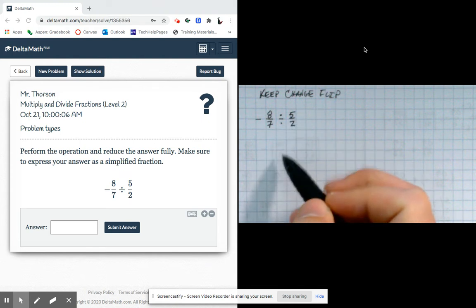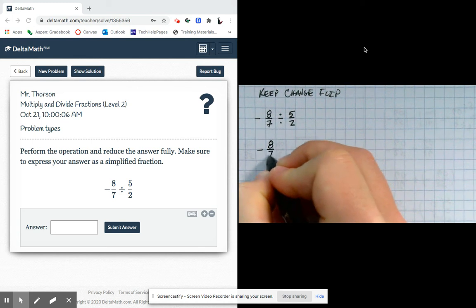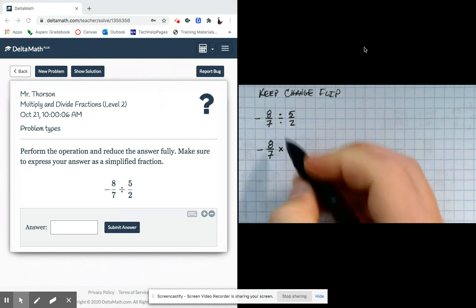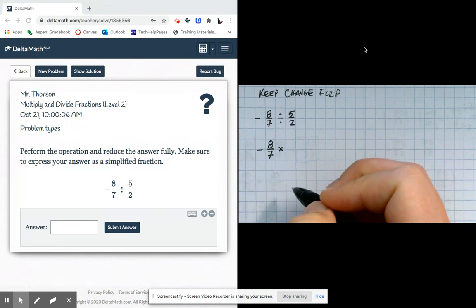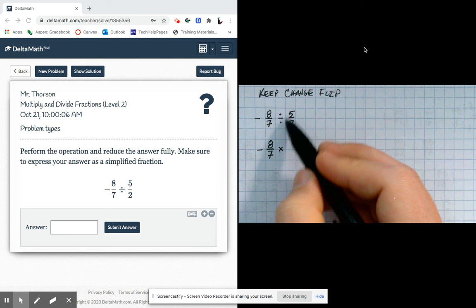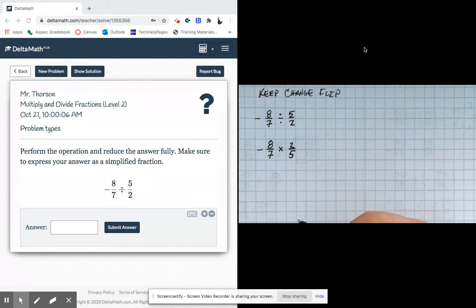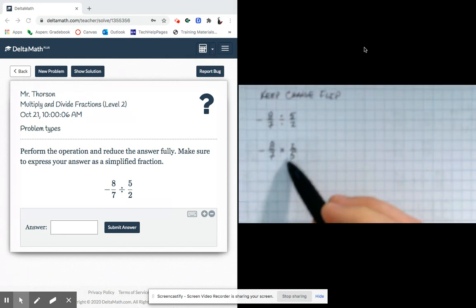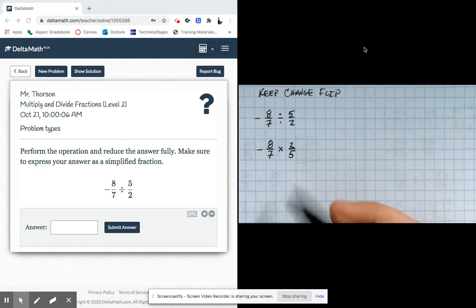So I need to rewrite this problem. We know that we're going to keep the negative 8/7 as negative 8/7. We are then going to multiply, that's what this change meant, change that division to multiplication. And then we are going to multiply by the reciprocal. The reciprocal of 5/2 is 2/5. And again, that's the flip part. We're taking this fraction and we're flipping it. So we have negative 8/7 times 2/5.